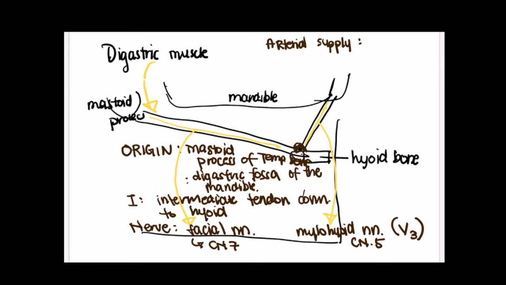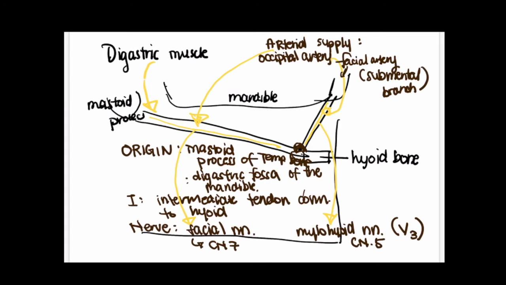Its blood supply for the posterior belly, number one, is the occipital artery. And the anterior belly is supplied by the facial artery, more specifically, its branch, which is called the submental branch. Let's discuss the different actions of the digastric muscle.